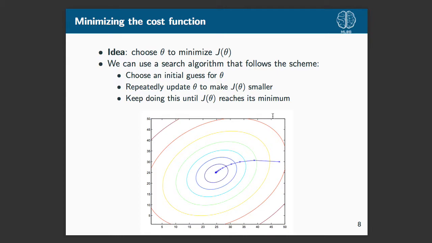So that's the goal. And one way we can do that is to use a search algorithm that uses the following scheme. At first, I don't know what I should choose, so I choose a random guess for theta. And the goal is to continually update theta to make J of theta smaller. I figure out how I should update it, and then I update it to make J of theta smaller. And I keep doing this until J of theta reaches a minimum. And once J of theta reaches a minimum, I found the best theta. That's the theta that minimizes my cost, and I'm happy.